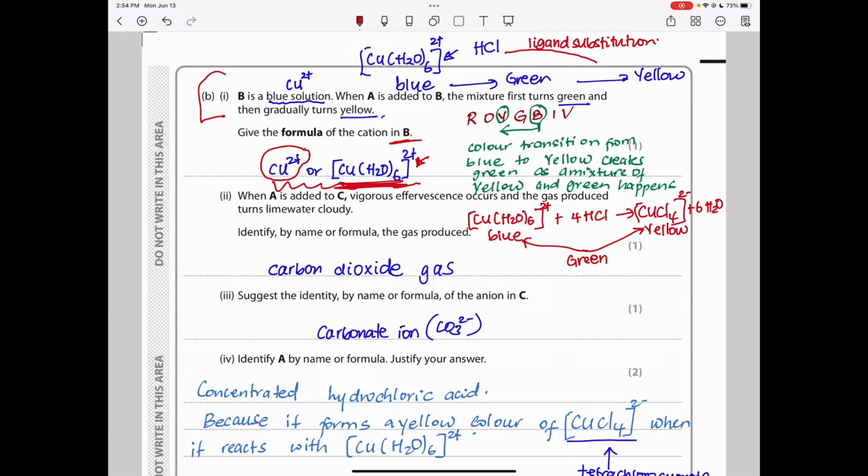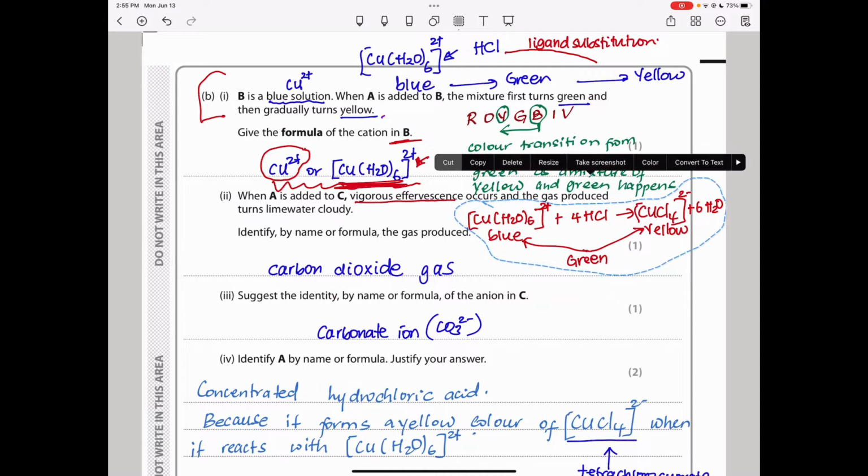So part 2 says when A is added to C, vigorous effervescence. Vigorous effervescence means there may be a reaction between an acid and maybe an alkali, an acid-base reaction. So effervescence occurs as the gas is produced. I'm going to remove this because it was to do with the other part, since we no longer need it.